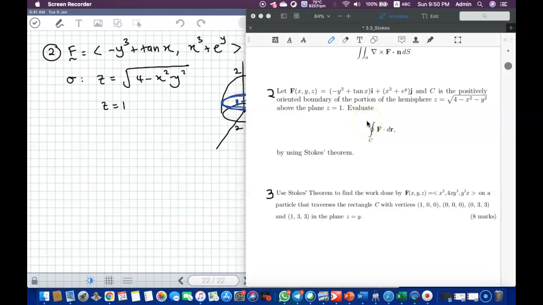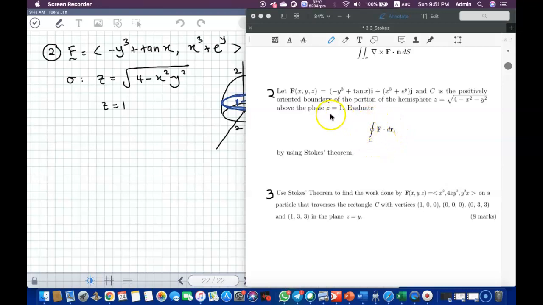Okay, so question 2. This one is also from a past year final exam question. Here you are given a vector function. Just coincidentally, we have only i, so not all the time you will get i. C is a positively oriented boundary of the portion of the hemisphere given by this equation above the plane z equal to 1. So using Stokes' theorem, you have to evaluate the line integral.